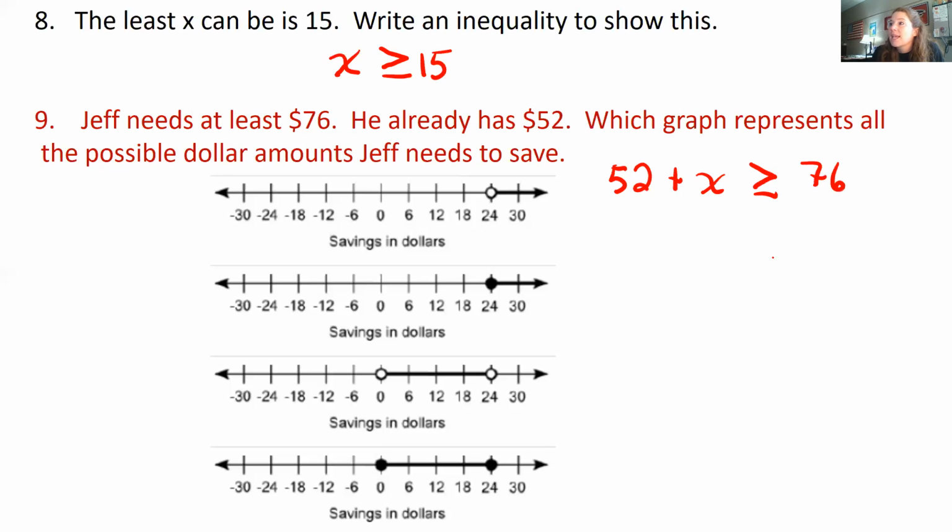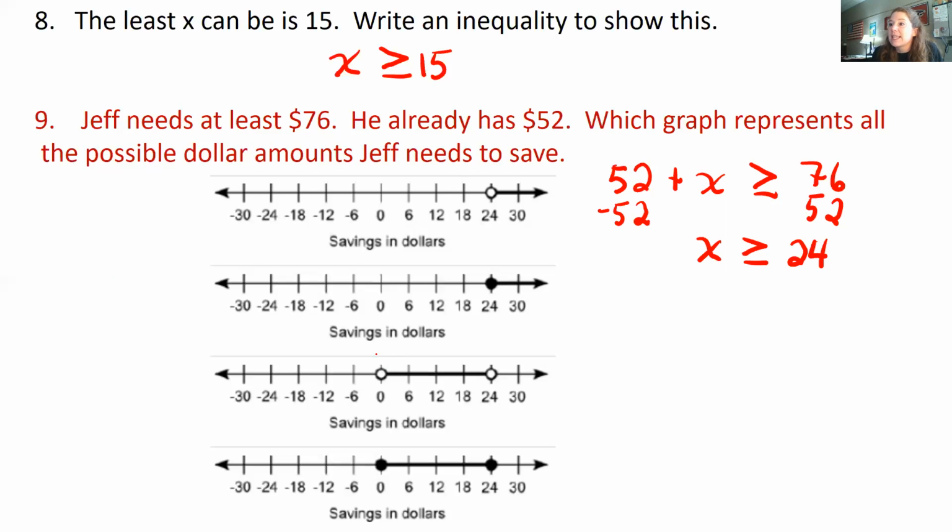right? So first of all, since he already has $52, let's go ahead and subtract that amount and see how much more he needs to save. So 76 minus 52 is 24. So if he needs at least $76, that means he needs $24 or more than $24. So which one shows that he saves $24 or more?